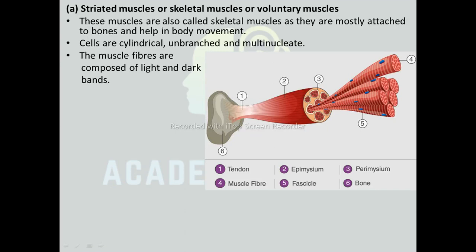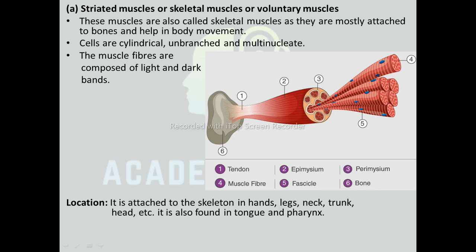These muscles are also called skeletal muscles as they are mostly attached to bones and help in body movement. Cells are cylindrical, unbranched and multinucleate. The muscle fibers are composed of light and dark bands. They are attached to the skeleton in hands, legs, neck, trunk, head, etc. It is also found in tongue and pharynx. And the major function of skeletal muscle is to help in the movement of different parts of the body.